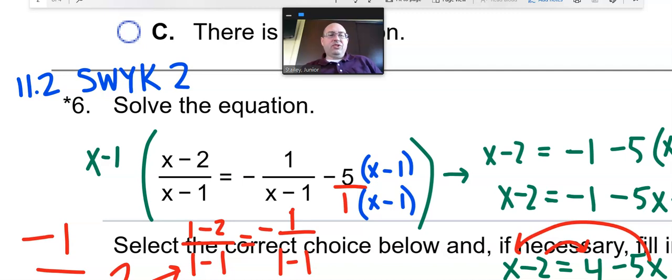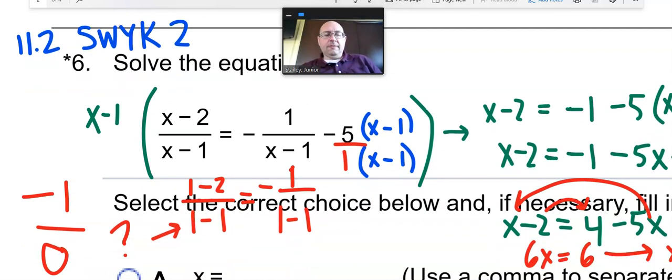Alright, back with 11.2, but this time Swyk number 2. So, continuing on our path, getting more complicated with our equations. Let's see what's going on here.